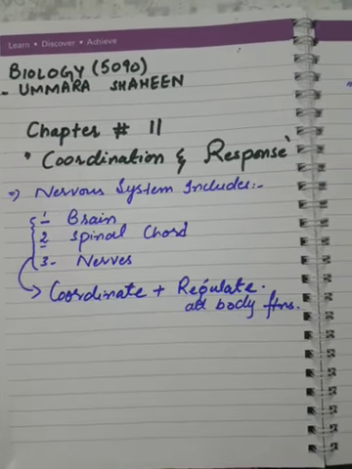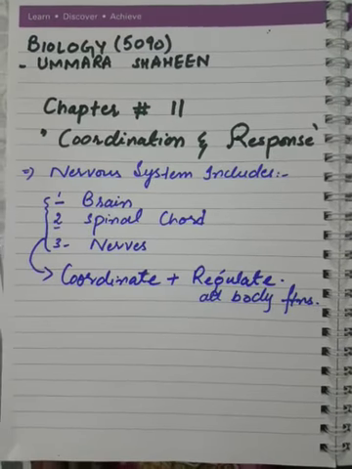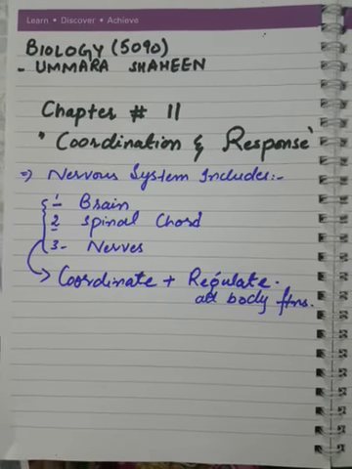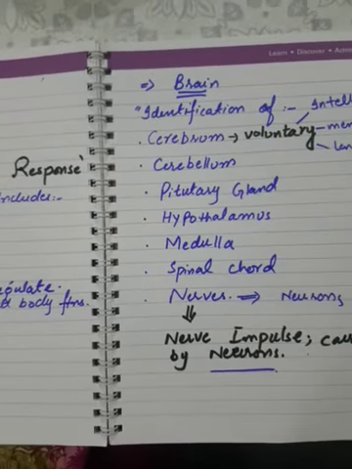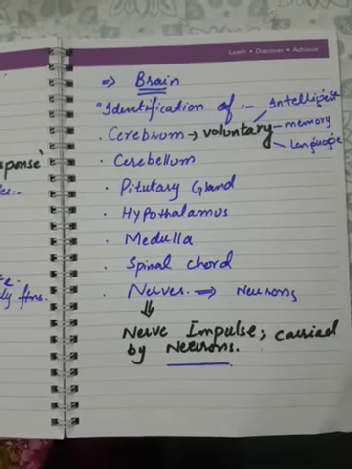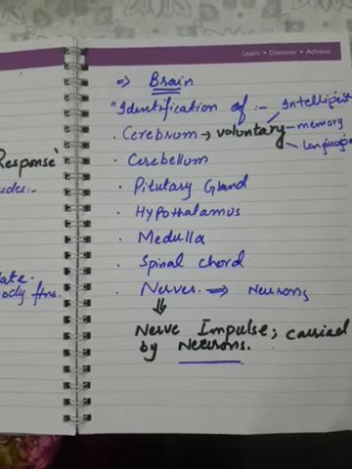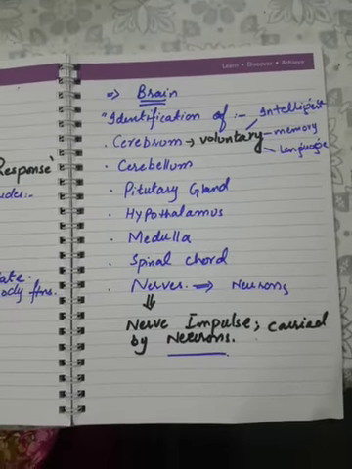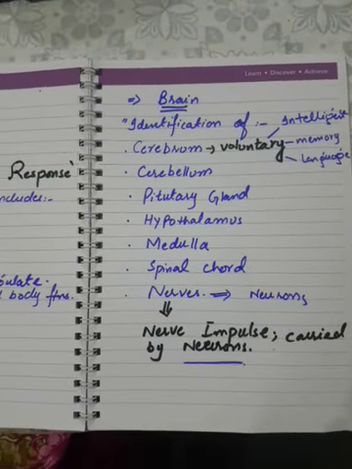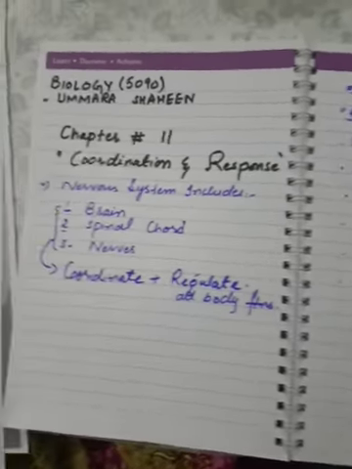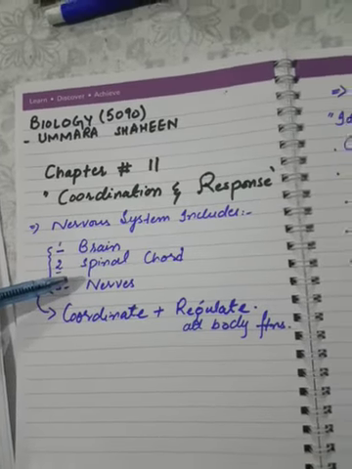In the previous lecture, we learned about the nervous system and its three components. Then we identified different parts of the brain using a diagram. We learned about identification, and we also learned about the functions of different parts of your brain. Now, today we will learn about the last part of our nervous system, which is nerves.